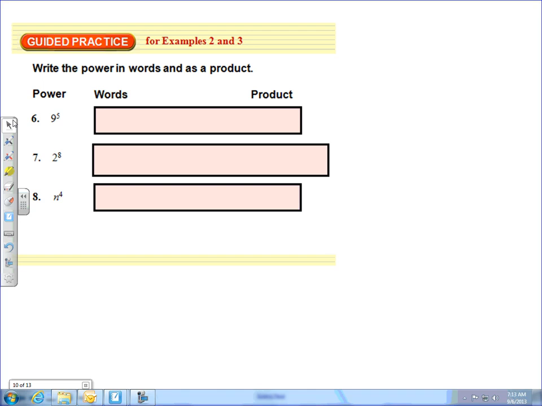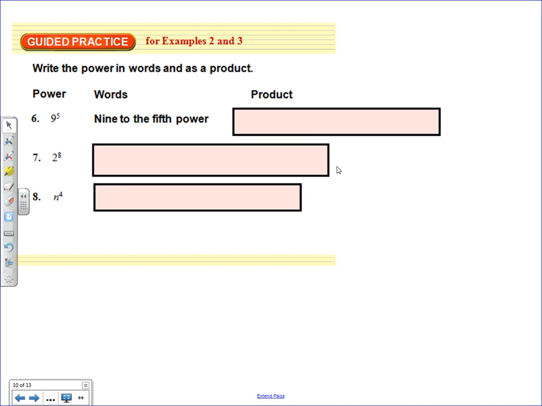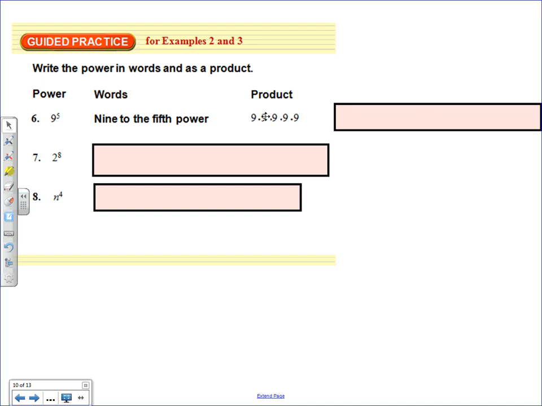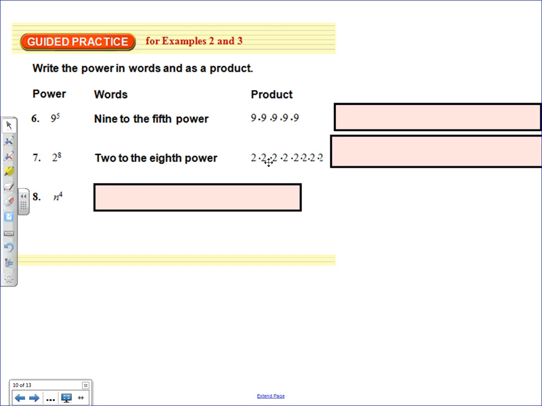So taking a look here, we have 9 to the 5th power. So what would that be in words? Exactly what I just said, 9 to the 5th power. Written as a product, 9 times 9 times 9 times 9 times 9. Problem number 7, written in words, would be 2 to the 8th power. Written as a product would be 2 times 2 times 2 times 2 times 2 times 2 times 2 times 2. In this case, they're using the raised dot for multiplication. In algebra, we don't like to use a multiplication sign because it often looks like the variable x.